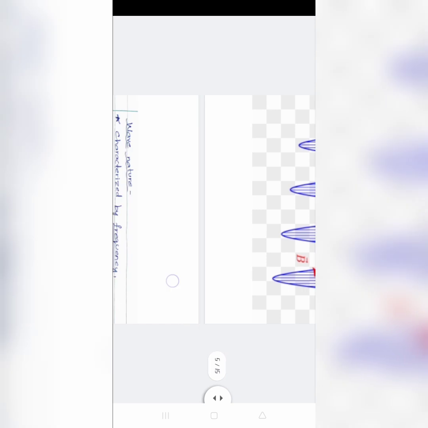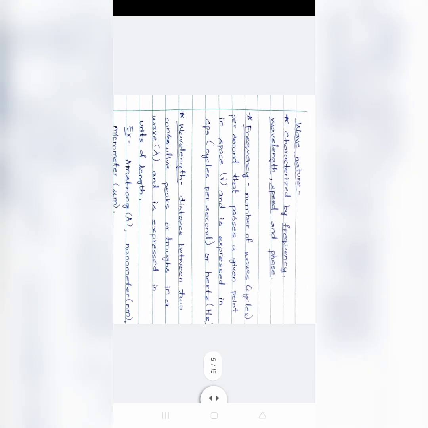We'll see the wave nature of electromagnetic radiation. Wave nature means the electromagnetic radiation is in the form of a wave. This wave has some characteristics such as wavelength, speed of the wave, phase, and the frequency of the wave. Frequency is defined as the number of cycles of a wave passing through a point per second.